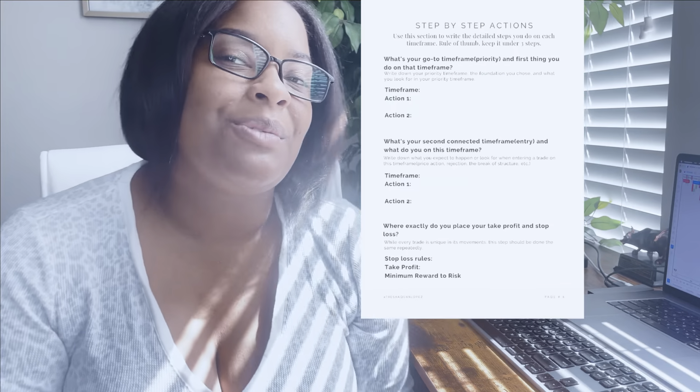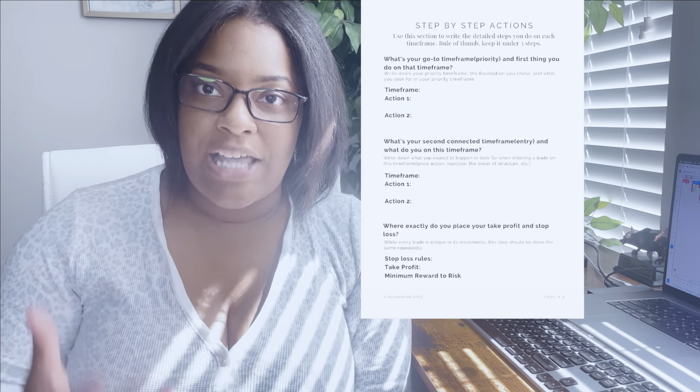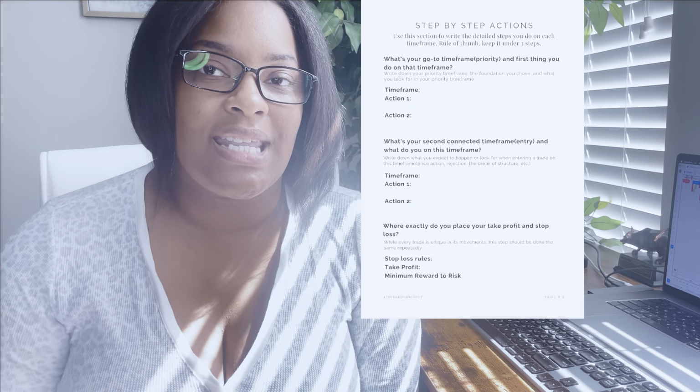Now here comes the really fun part that I really like. And that is actually putting everything together in action steps. The first thing that you want to do with time frame number one is write down your very first time frame, and you're going to write down the actions that you take on that one time frame.